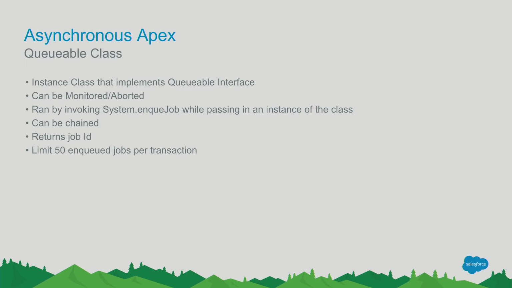Queueable classes can be chained, with one caveat: if you're making a callout, you cannot chain it. So that's one thing we'll have to work around. We could show that in the next demo. And then it always returns that job ID. With that job ID, you can actually do queries in your code to query out that job, and that's where the monitoring or aborting comes in. And you're limited to 50 enqueued jobs per transaction.